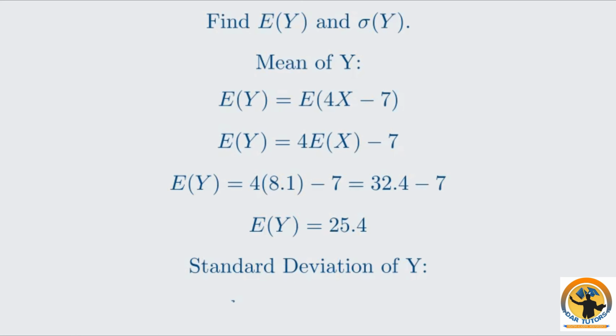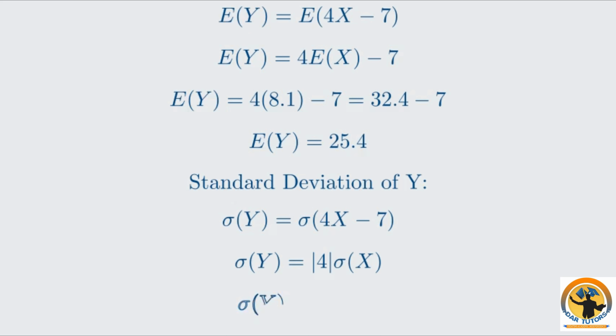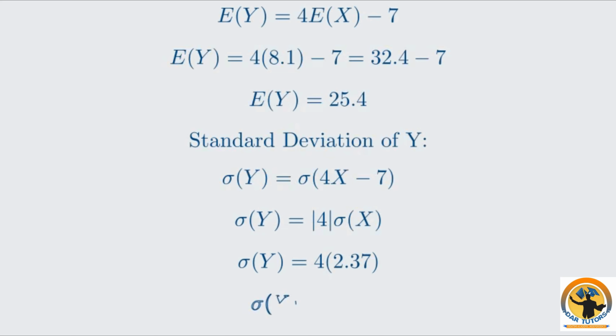Now for the standard deviation. We need the standard deviation of 4x minus 7. Using the property for standard deviation, this is equal to the absolute value of 4 times the standard deviation of x. We substitute the given standard deviation of x. 4 times 2.37 is 9.48, so the standard deviation of y is 9.48.